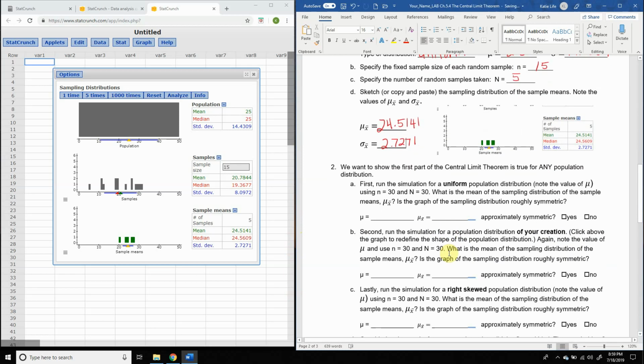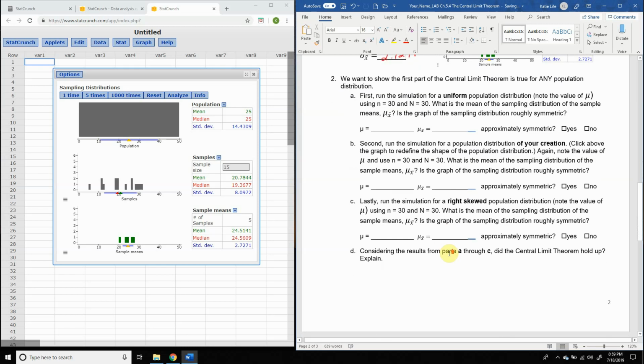Okay. Number 2, we want to show the first part of the central limit theorem is true for any population distribution. So if we remember, part 1 says that it doesn't really matter what the distribution of the population looks like. It could be normal, it could be uniform, it could be skewed, as long as we are taking samples that are big enough. The sampling distribution of sample means should be approximately normal, where the mean is equal to the population mean, and the standard deviation is equal to the ratio of the population standard deviation divided by the square root of n.